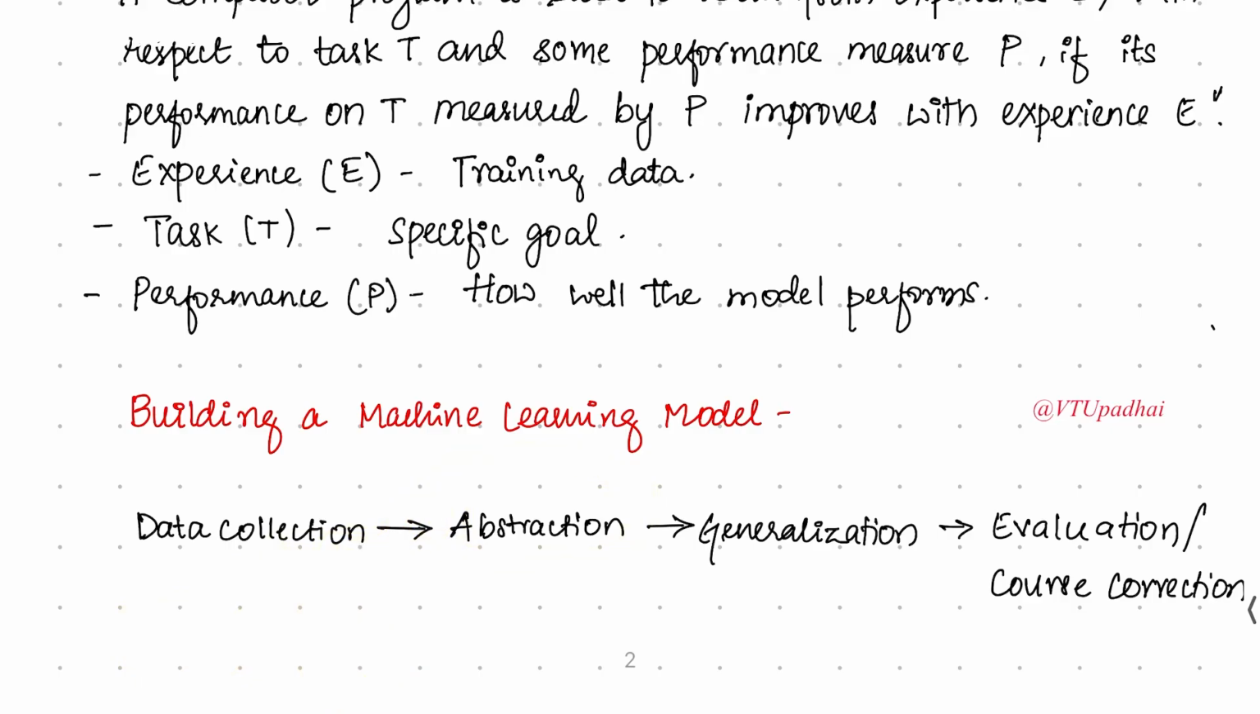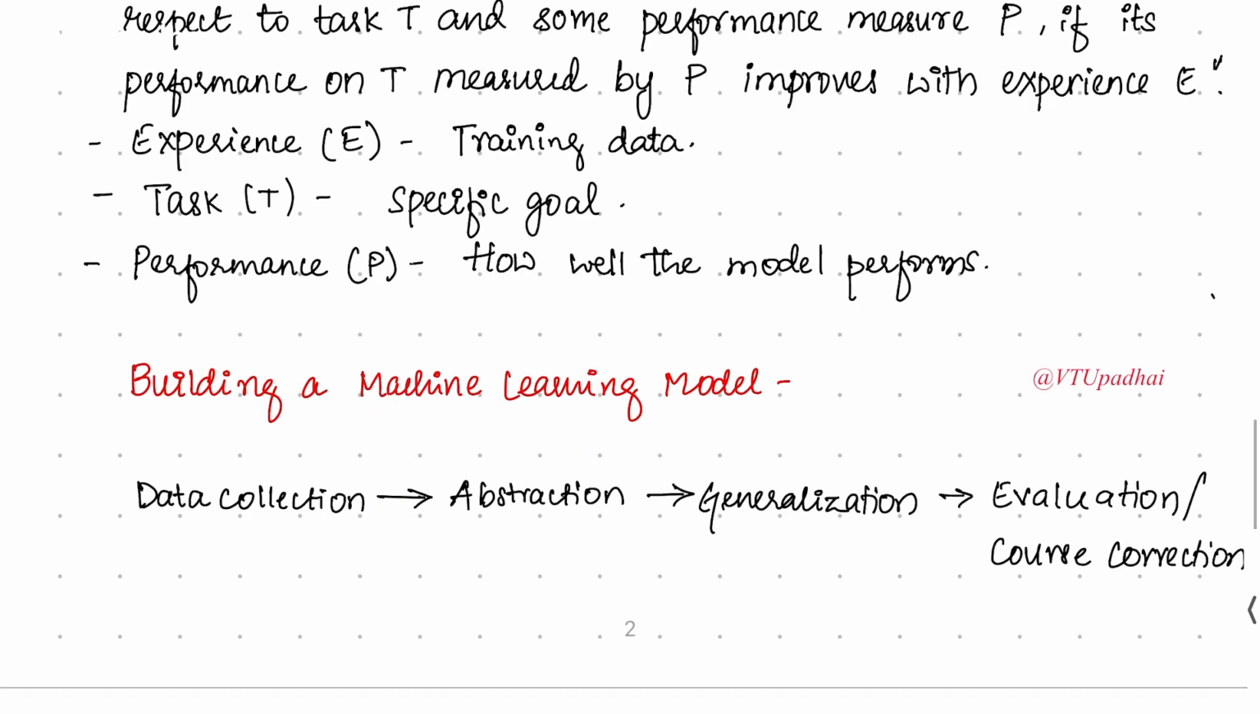Abstraction means you are converting whatever raw data you have obtained into meaningful features. For example, how humans recognize an object. That's how we are abstracting the entire thing. Okay. Next we have generalization. Generalization means we are developing a model that will generalize from the past data to make predictions on the newer data. Next we have evaluation.